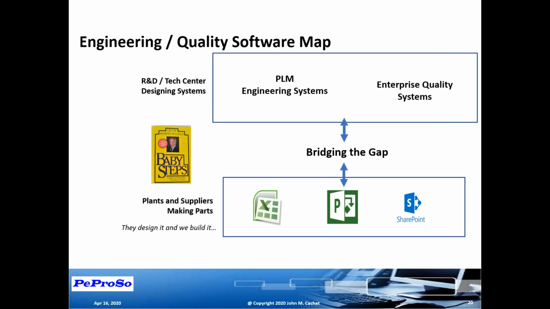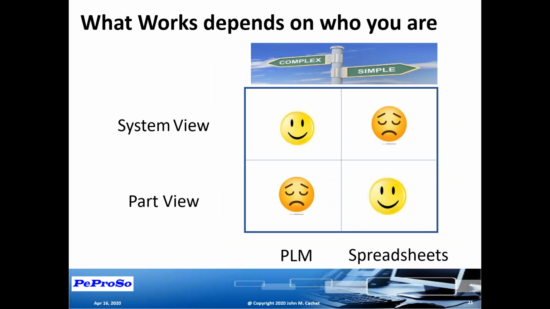So it's not competitive. It's not trying to fight or saying they're wrong or different. Of course, we need PLM if we're doing DFMEAs. Of course, we need enterprise quality systems. But there's more to supplier PPAP than a task list and upload and stuff. So here's my executive simple screen. What works depends on who you are.